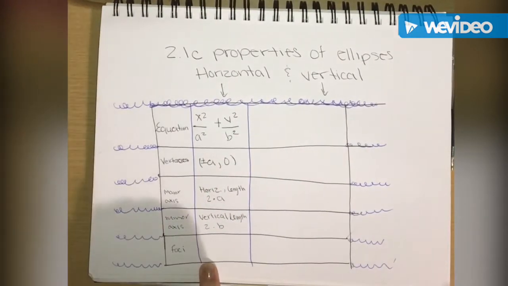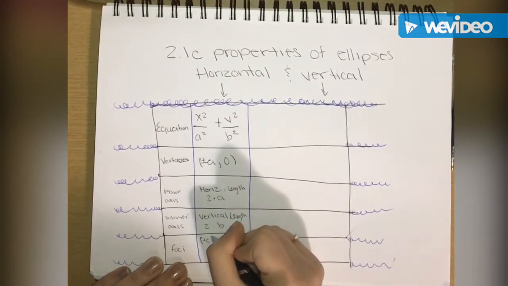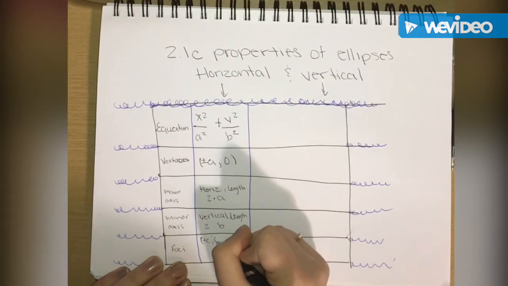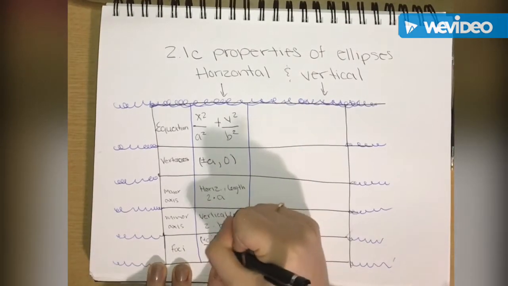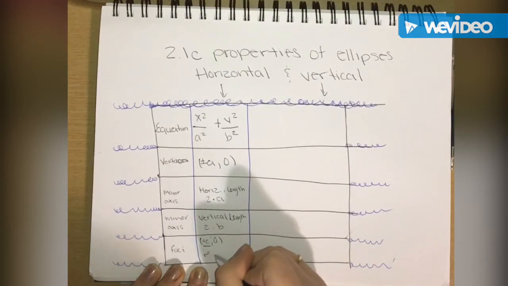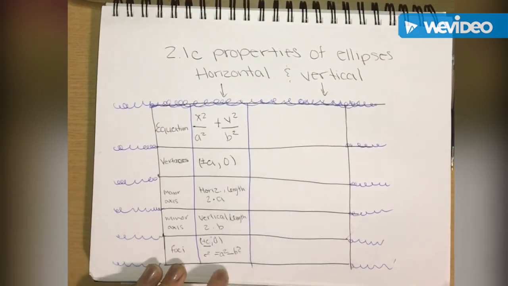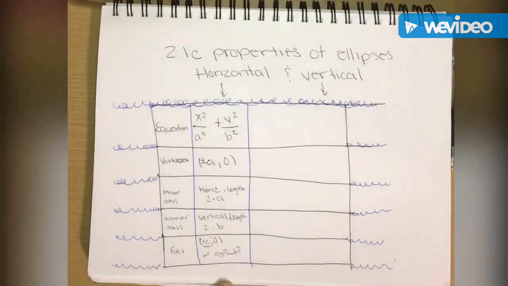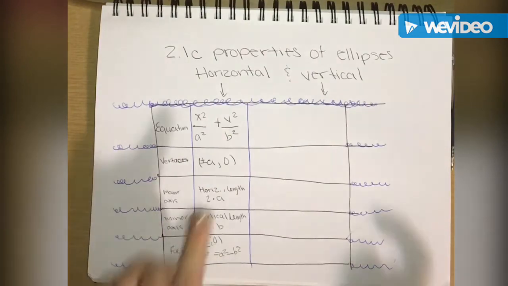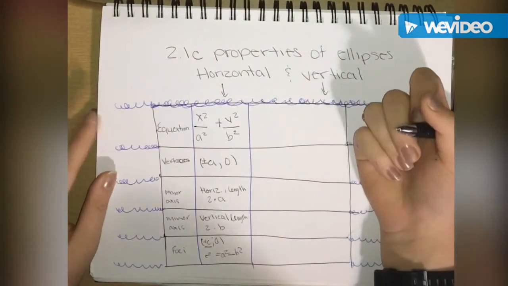And then our foci will be plus or minus c comma 0. And you find this by c squared equals a squared minus b squared. This is similar to the Pythagorean, the triangle theorem.